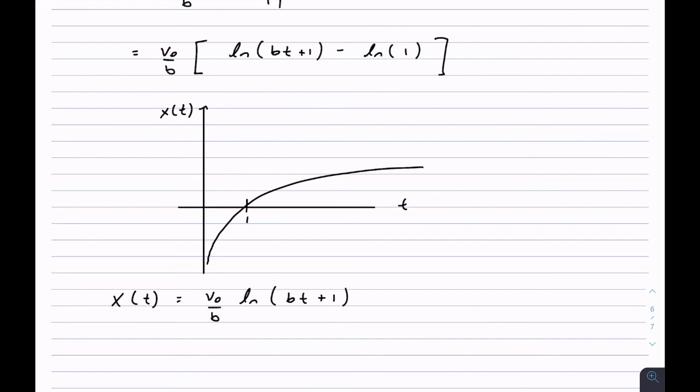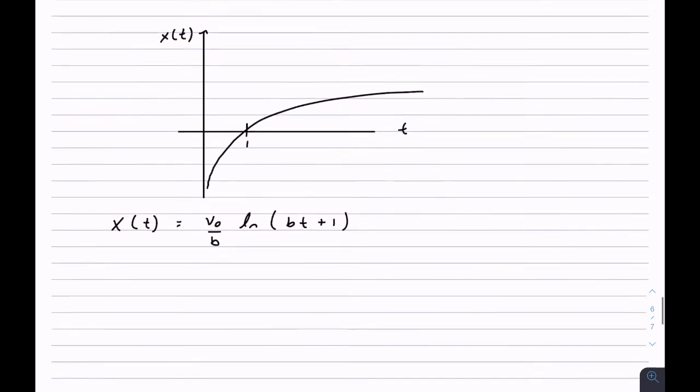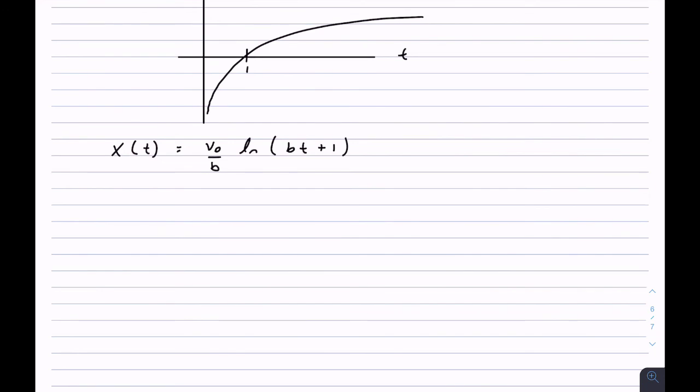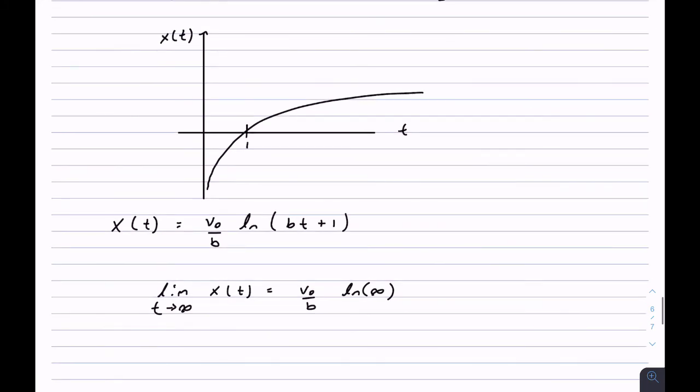So now maybe we could try taking the limits because that is what is suggested, okay? So let's take the limit as t goes to infinity. The limit as t goes to infinity of x of t is equal to v naught over b. Well, as t goes to infinity, we're just going to get the log of infinity. And if we look at this graph I just drew over here of the natural log, let's call this ln t.